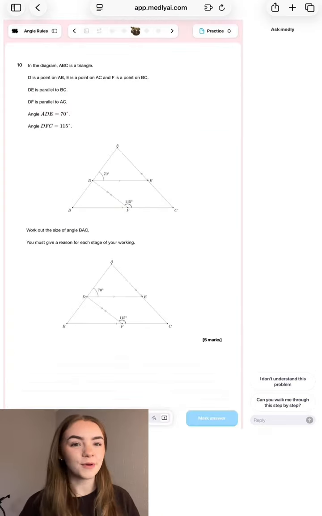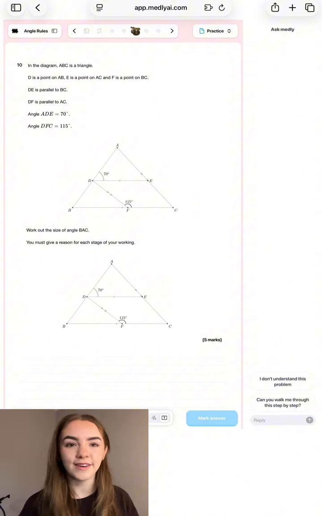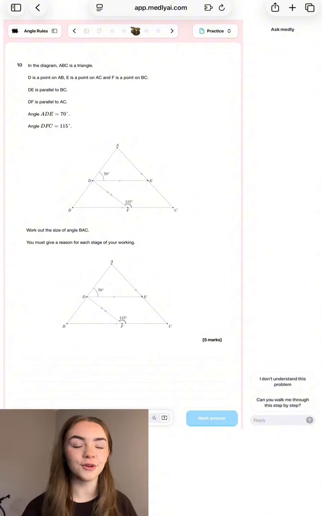Once you've completed Learn Mode, you can then go on to Practice Mode, where you can apply the rules you've learned to the exam style questions, which are quite harder in comparison. I hope you can find this useful for your revision.